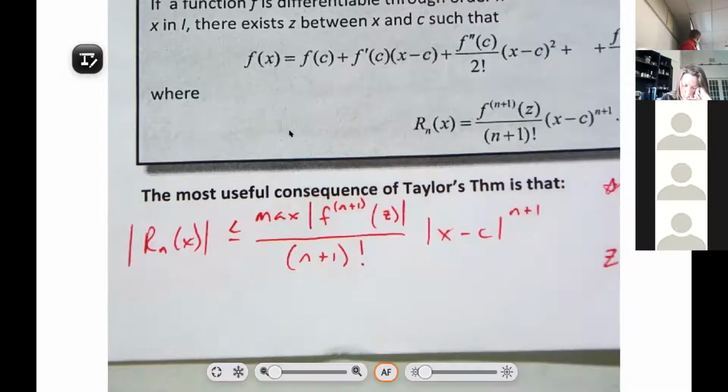Doesn't that look fun? How many different letters we got in there? 1, 2, 3, 4, 5, 6 different letters we're working with in this formula. Kind of fun.